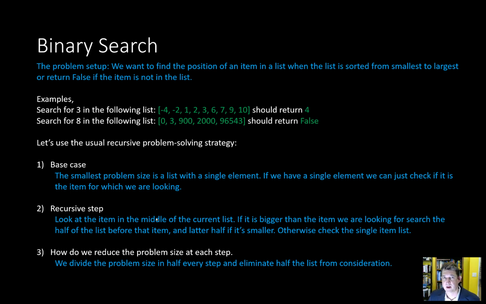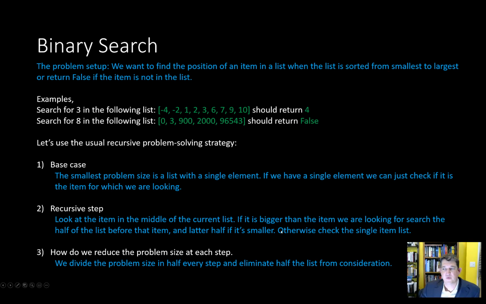Either the item we're looking at that's in the middle is bigger than what we're looking for, or it's smaller than what we're looking for. If it's neither of those, then either the element we're looking for is not in the list at all, or it is equal to the single item that's in this list.